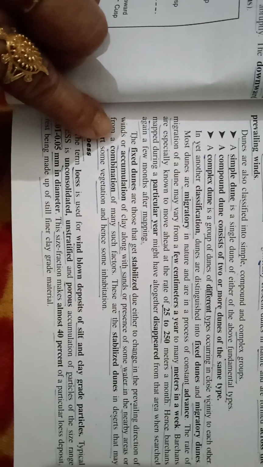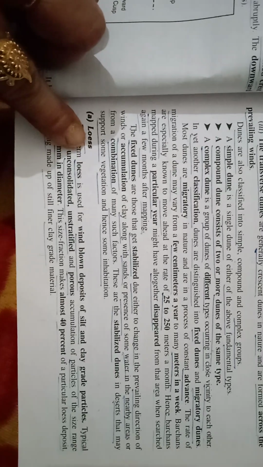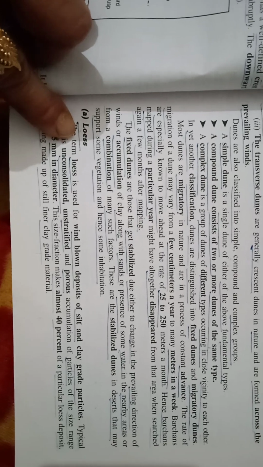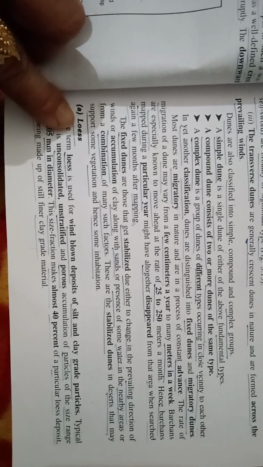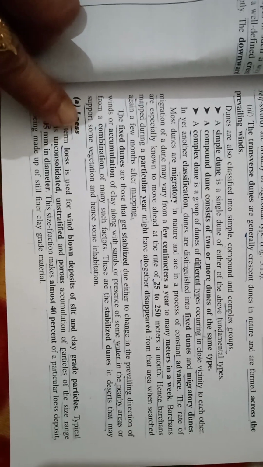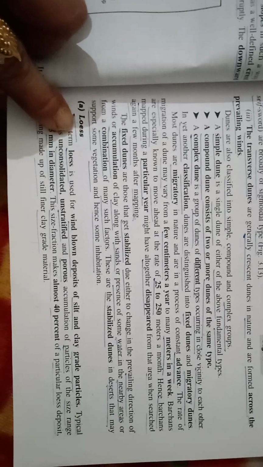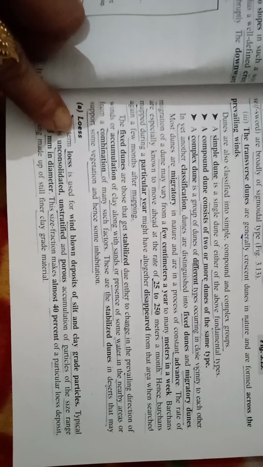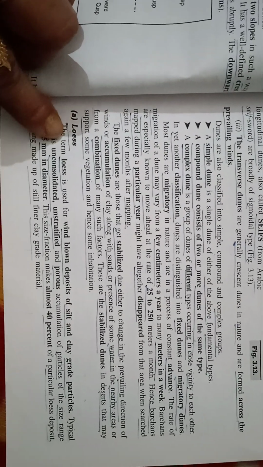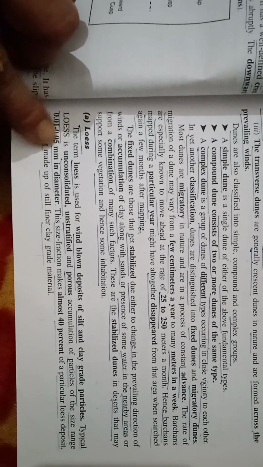The fixed dunes are those that get stabilized due either to a change in the prevailing direction of winds, or accumulation of clay along with sand, or presence of some water in the nearby areas, or from a combination of many such factors. These are the stabilized dunes in deserts that may support some vegetation and hence some inhabitation.